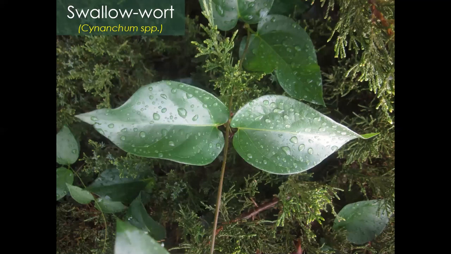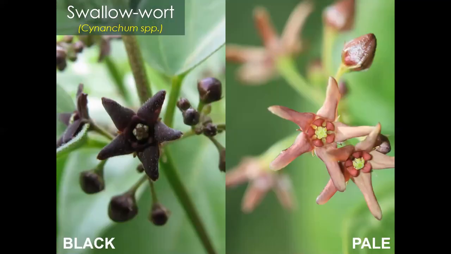The flowers can sometimes be used to distinguish the difference between the two swallowwort species that we have here in New York. This species will bloom and begin to produce its flowers usually in mid-June, and they will persist into early July.